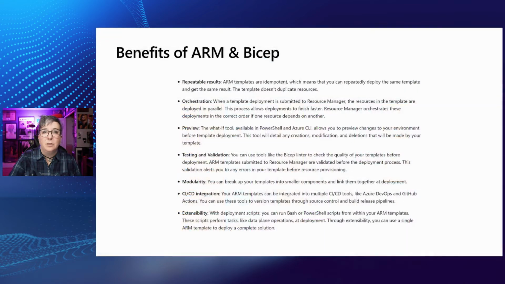So the benefits of ARM and Bicep: you get repeatable results. ARM templates are idempotent, which means you can redeploy and rapidly deploy the same template and get the same result. That's what I think folks want. You don't want to have configuration drift. You don't want to have a bunch of different environments that were sort of installed manually. The template doesn't duplicate resources as well. So if you're troubleshooting something and you have to redeploy the template, it's not going to build out a brand new VM. It's going to take the existing VM and troubleshoot the components that didn't work right with the initial build.